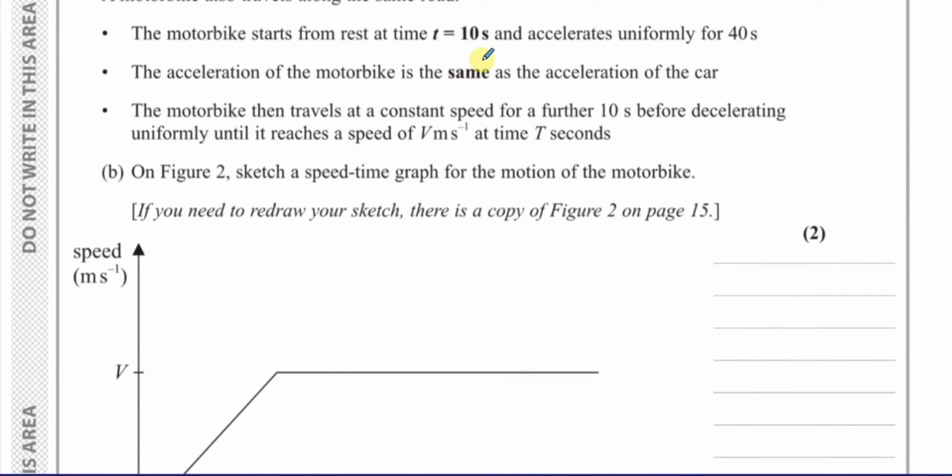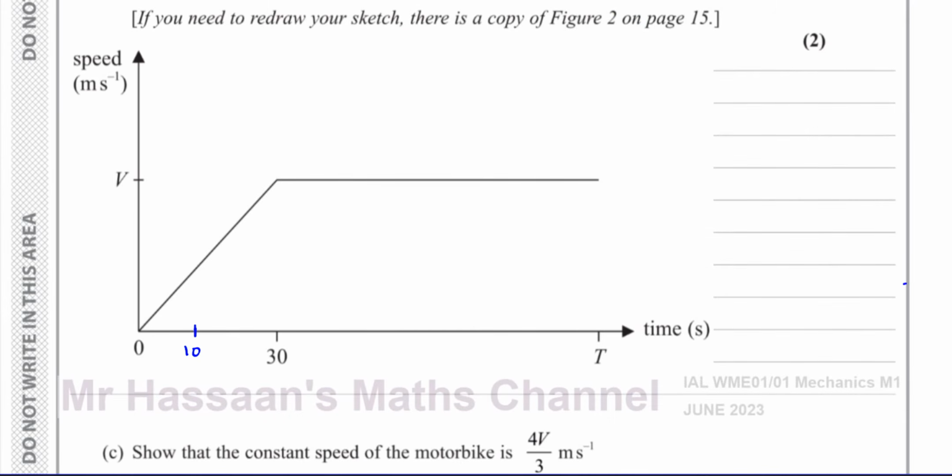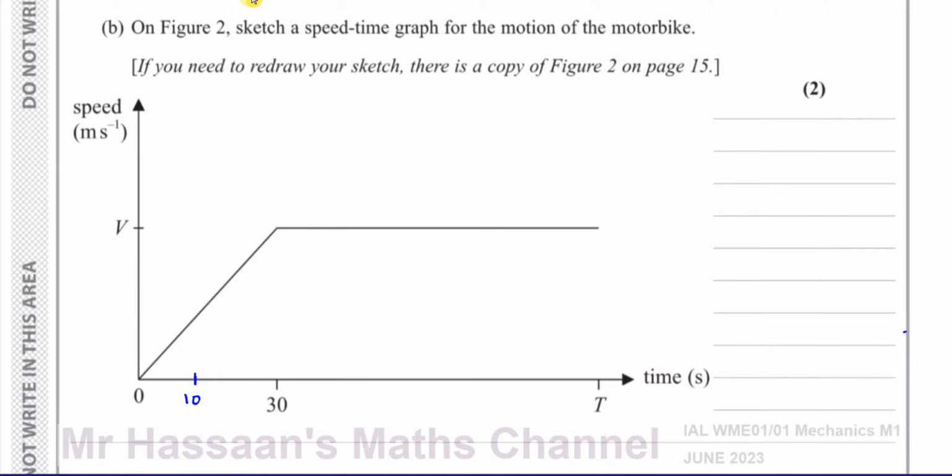Okay, and accelerates uniformly for 40 seconds. The acceleration of the motorbike is the same as the acceleration of the car. So the acceleration of the motorbike will be the same as the acceleration of the car for 40 seconds. So he's going to keep accelerating until time has reached 40 seconds. Let's just say 40 seconds is there.